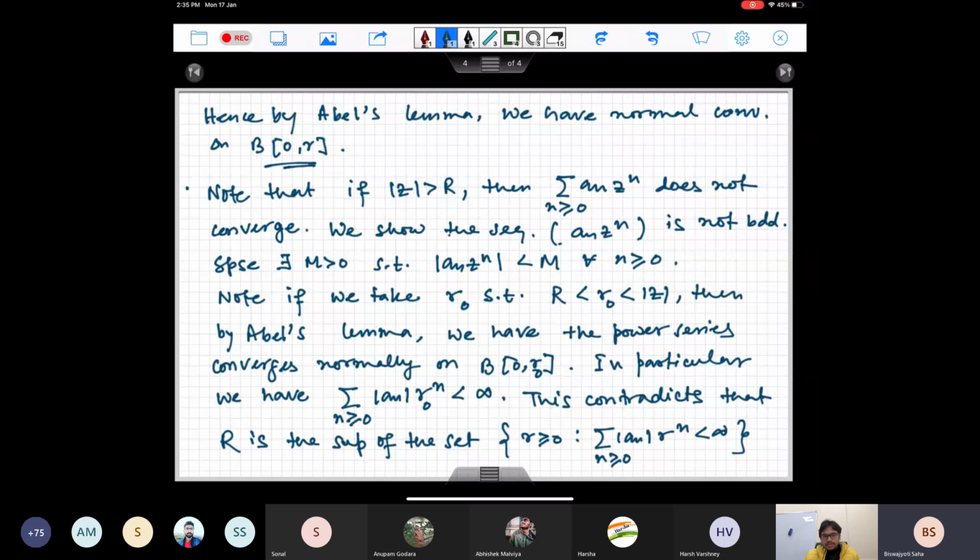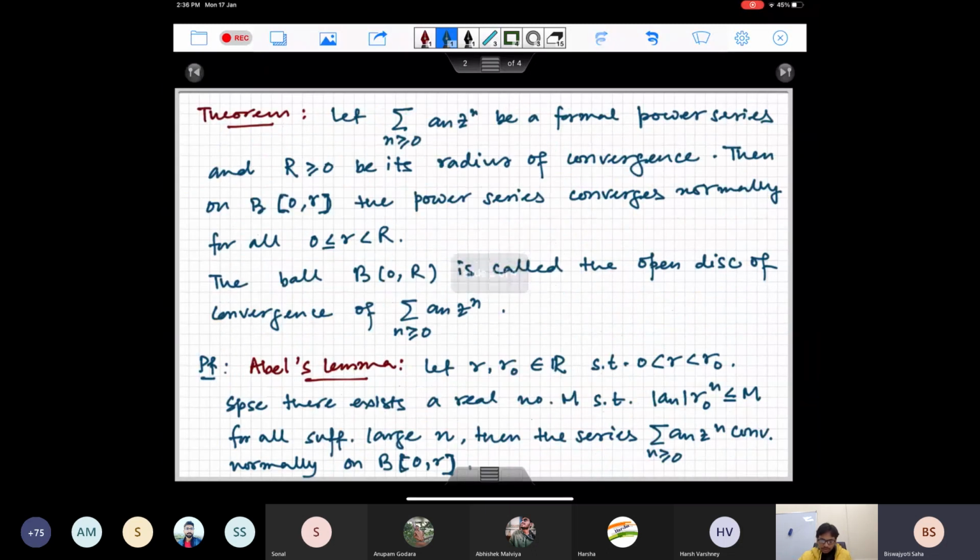Okay, fine. So this has been one point of debate for all of us for some time: what happens exactly at the radius? We understand that there is this radius capital R. Once you come inside, take any point in the open disk of radius capital R, so that the absolute value of z is strictly less than capital R. Then suitably choose little r such that mod z is less than little r, which is less than capital R, and you will get absolute convergence at the point z.